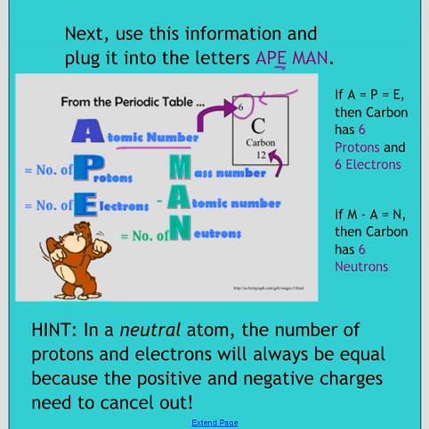So in a neutral atom, the number of protons and electrons will always be equal, because if you think about it, protons are positive and electrons are negative. And if you have the same amount of each, those charges need to cancel each other out in order to make it have no charge or be neutral. So that's why A equals P equals E. The protons and electrons have to be the same number.